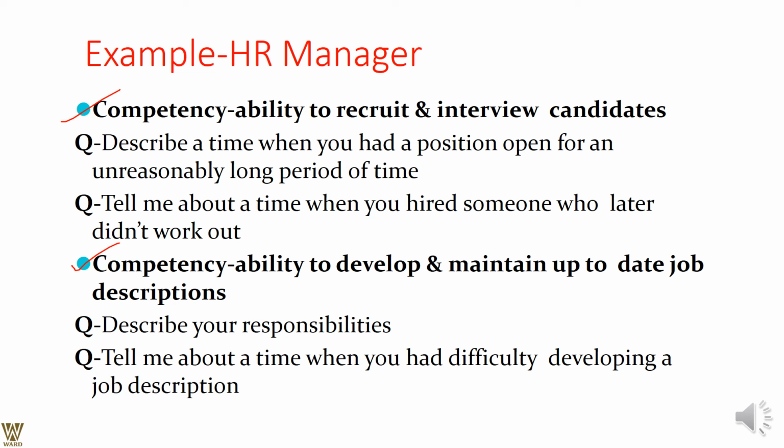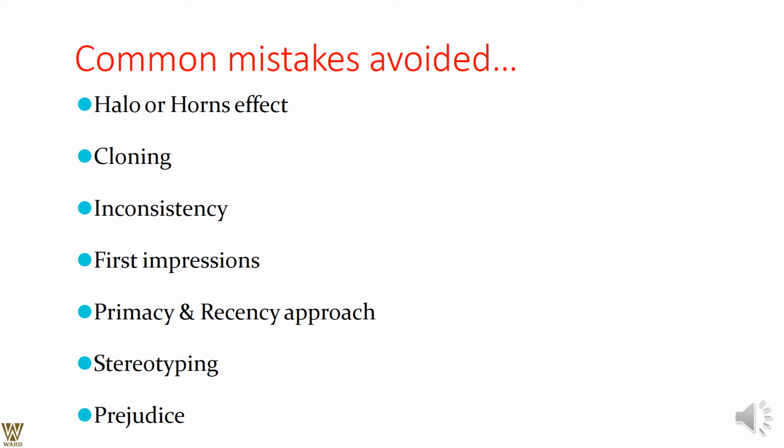Tell me about a time when you had difficulty developing a job description. This is something we need to understand when there are no precedents for a position, or a vacancy has been created. A common mistake to avoid is the halo effect. The halo effect is a tendency to mark everybody on superior or inferior scales, be it the horn effect that we're talking about, or somewhere in the middle, or cloning, where you are probably matching everybody with identical scores. Something which needs to be understood is inconsistency.